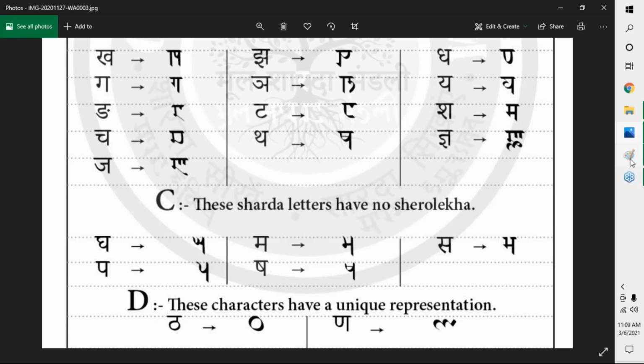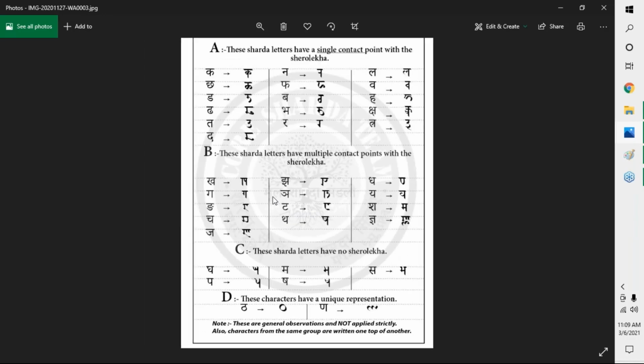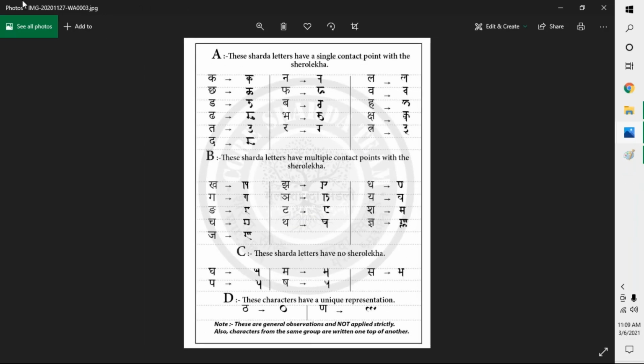Now I will show this chart once again. We will send this as an assignment to students. But I will tell you again: category A, where the character touches the Shirorekha one time. Category B, where the consonant touches the Shirorekha 2 or more times. Category C, when there is no Shirorekha. And category D, when there is a special unique representation.